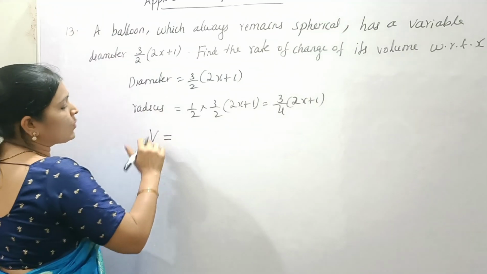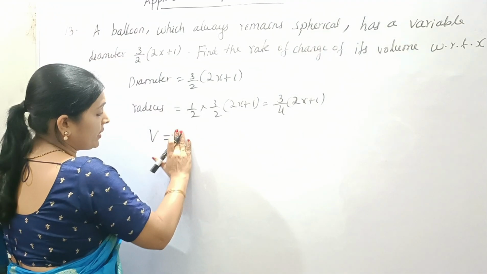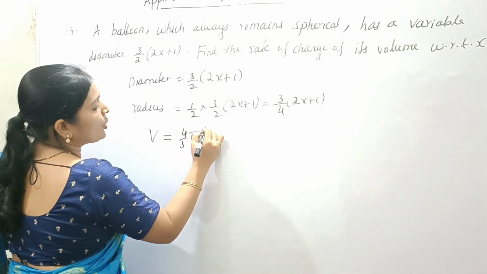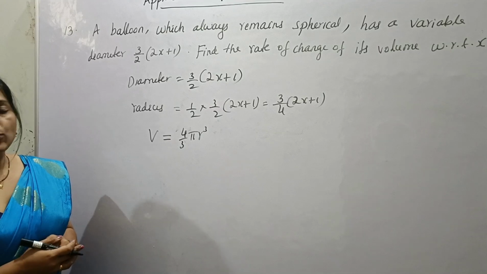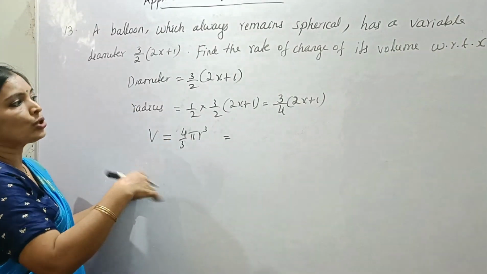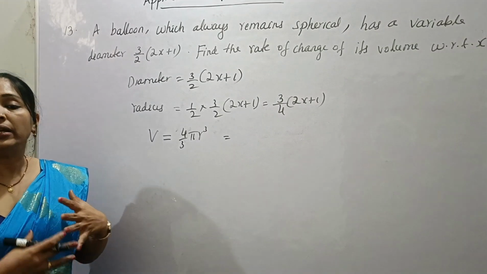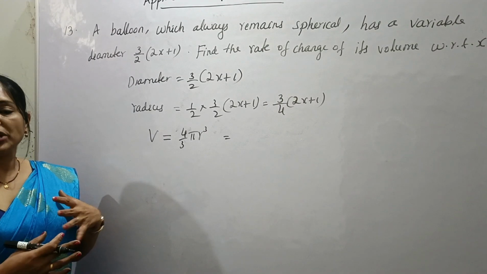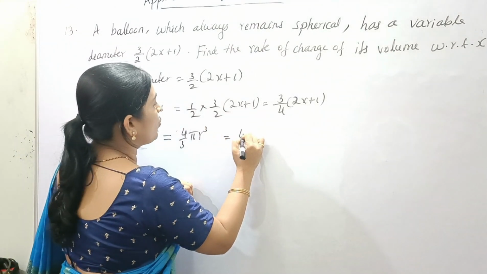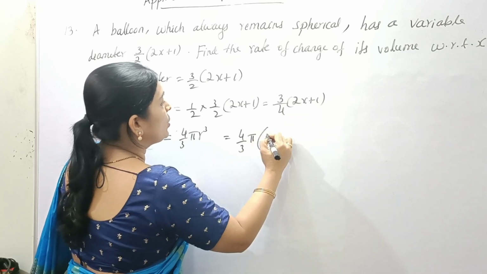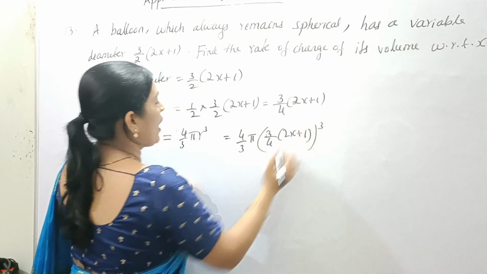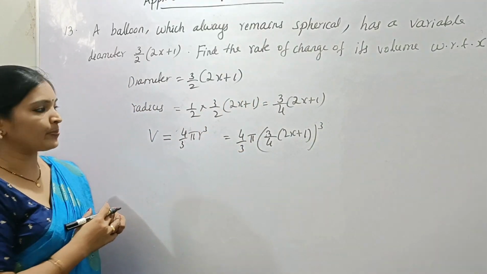Volume of the sphere V is equal to 4 by 3 pi r cube. And see here, what is r? Let's substitute. We have to find dV by dx, so we have to differentiate it with respect to x. So V is 4 by 3 pi into 3 by 4 into 2x plus 1, whole cube. We have substituted r is equal to 3 by 4 into 2x plus 1.